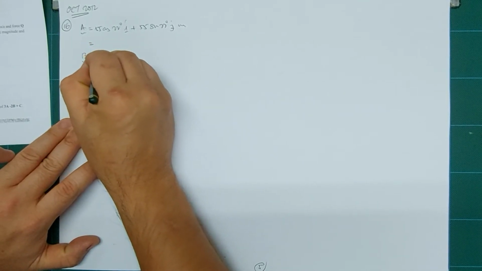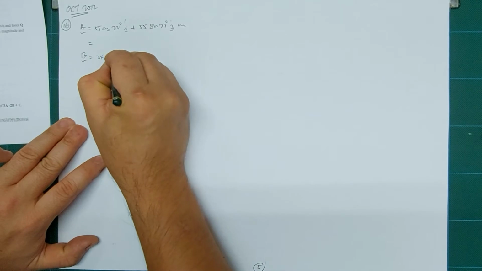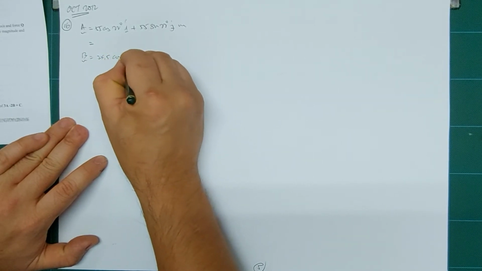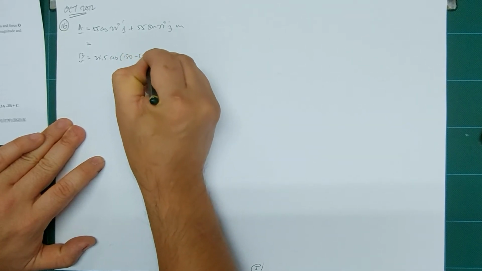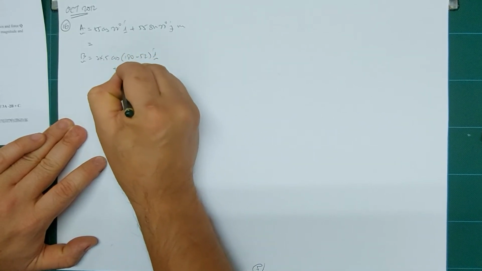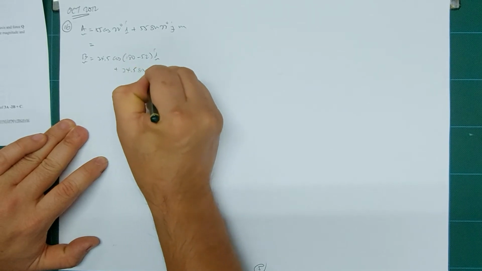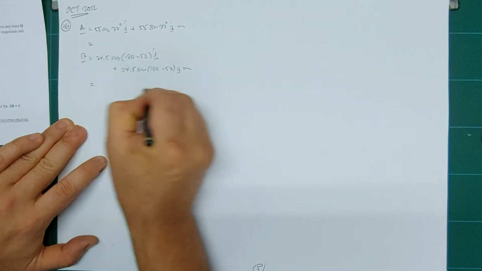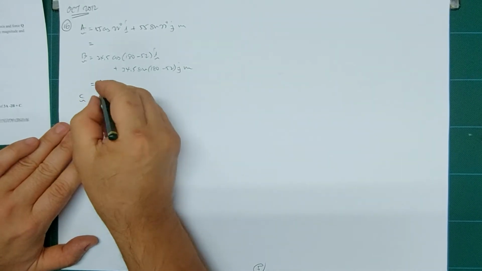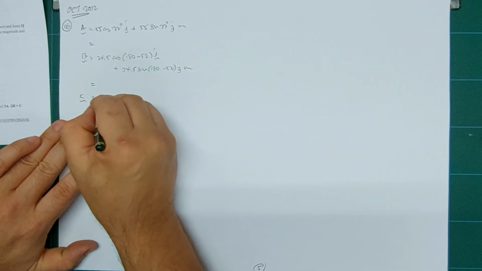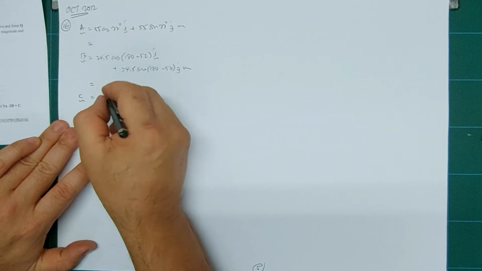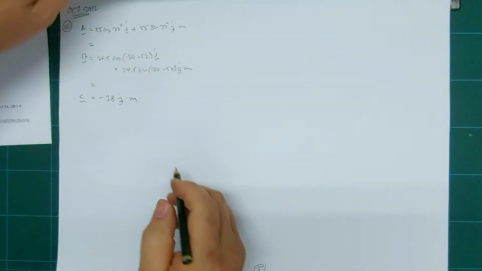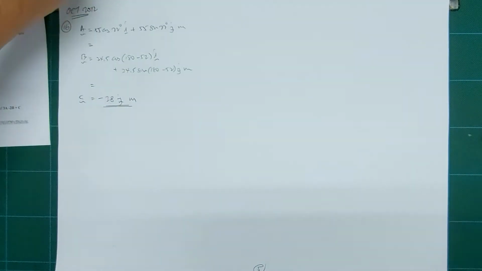We have this 34.5 cosine. The angle from the x-axis should be 180 minus 52. This is i, and then plus 34.5 sine, and same angle here, j in meter. Then c. C is 38. Well, 38 is easy, that one. We straight away give the answer as negative 38 j meter. C immediately got the answer. The rest we need calculator.